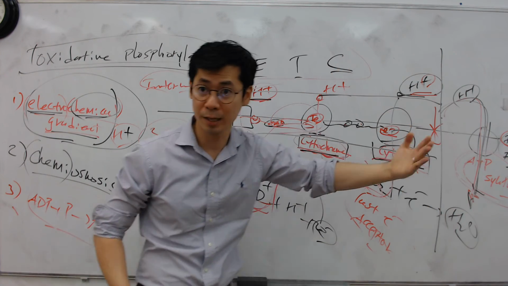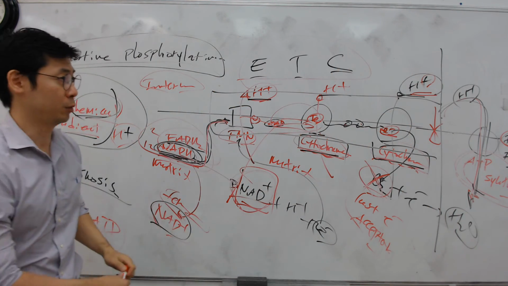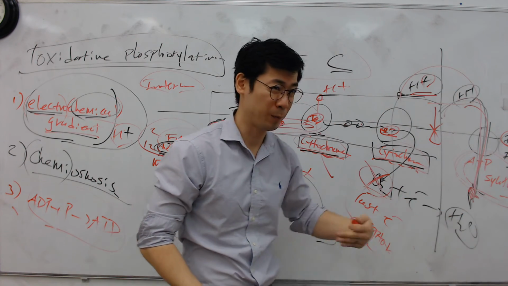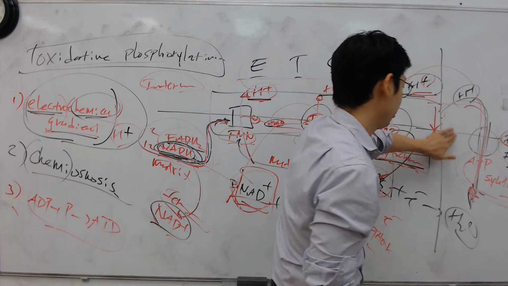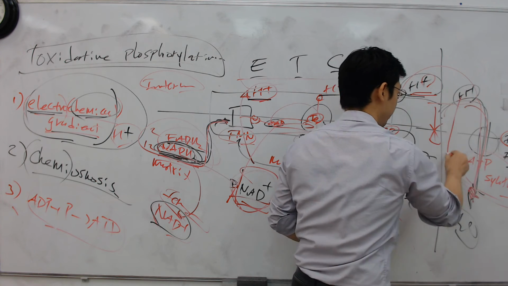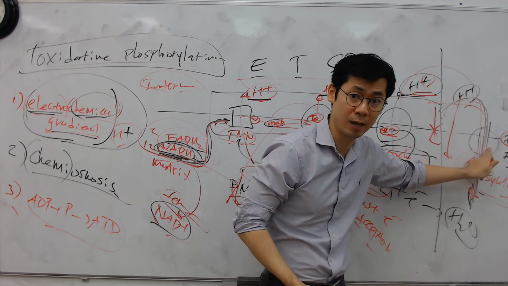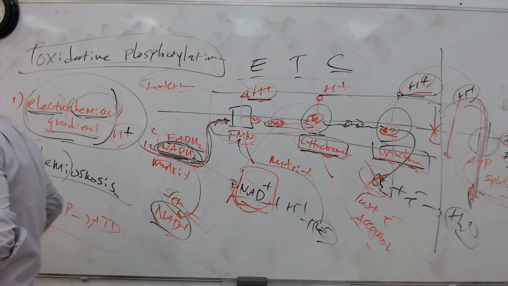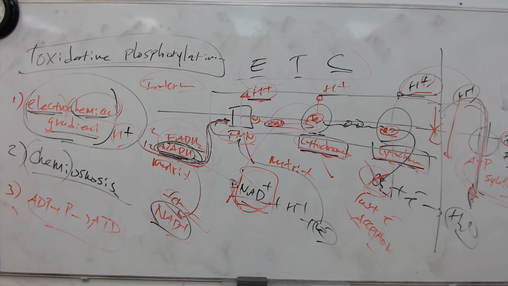How do you uncouple it, guys? H plus comes in through ATP synthase, right? So uncoupling is producing a channel where H plus can come back without using ATP synthase. That's called uncoupling. You understand what I'm saying? So there is something we call an uncoupler.